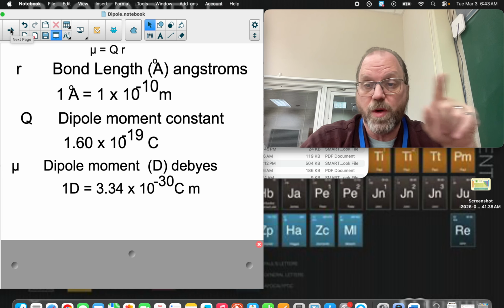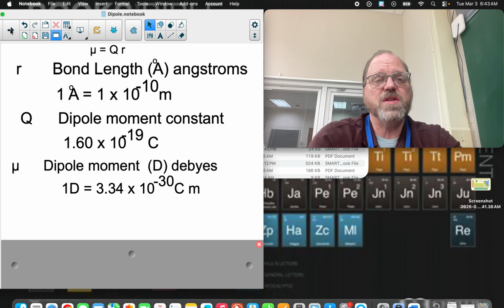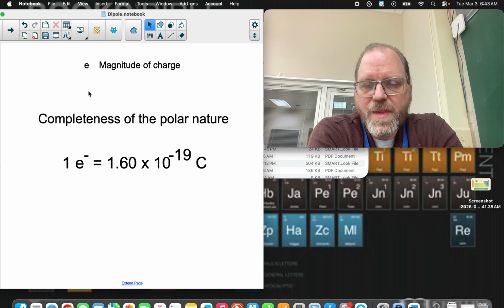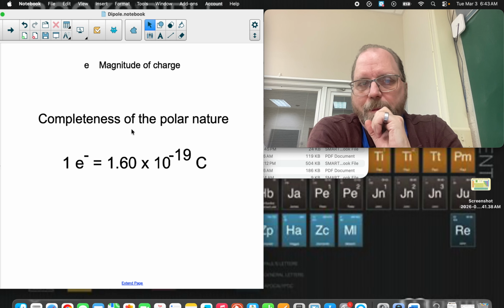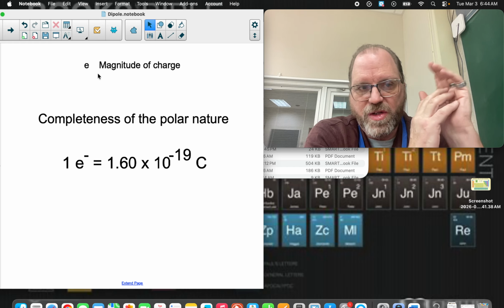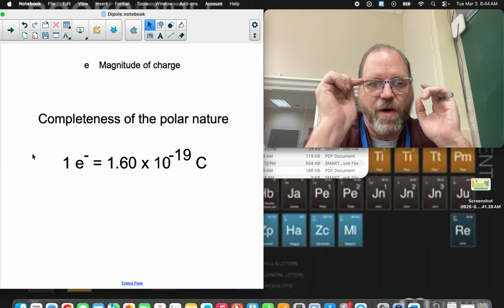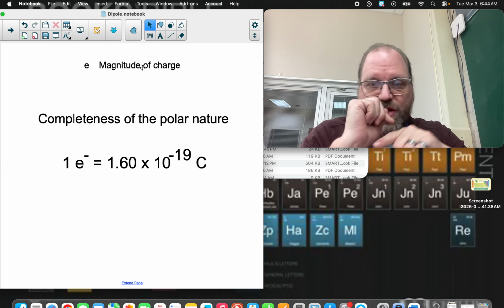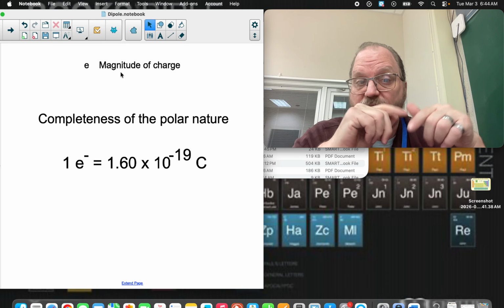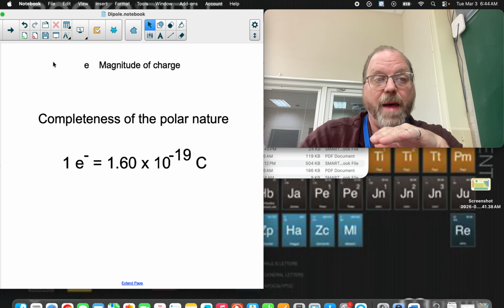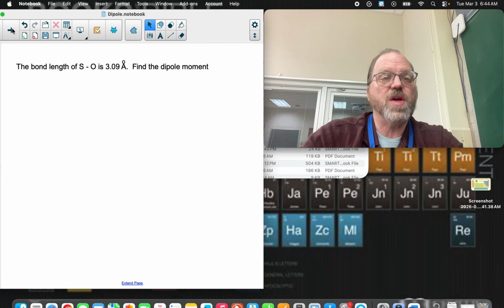We're going to do 3 problems, working through each of the different values. One more thing we need to discuss is the magnitude of charge. If a bond has a complete magnitude of charge, then the value is 1 e, or 1.6 times 10 to the negative 19th. But we can have less based on the nature of the bonding. So we need that additional value of e in order to find out how stable that bond is and how strong that charge is.